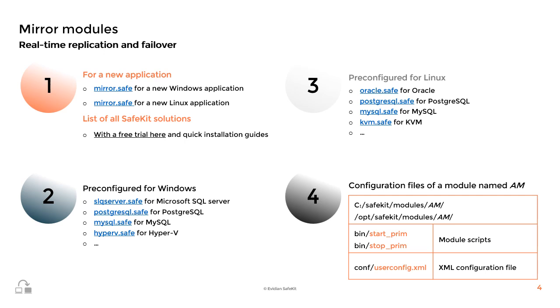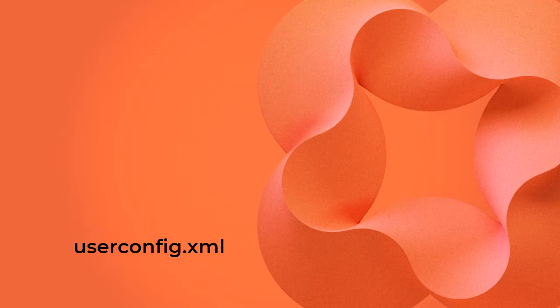Fourthly, once deployed, the configuration files are available in the modules directory of SafeKit. If the module has been deployed with the name AM, then you will find an AM subdirectory. Inside AM/bin, you will find the restart scripts named startprim and stopprim. And inside AM/conf, you will find the userconfig.xml file. Let's now examine in detail the userconfig.xml parameters that can be configured for a mirror module.